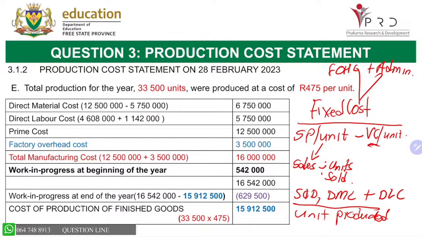Please remember how to calculate variable cost and how to calculate fixed cost. If the question says calculate fixed cost, you take factory overheads plus admin. If the question says calculate variable cost, we take selling and distribution plus direct material cost plus direct labor cost. Okay, so I hope you got that one right.